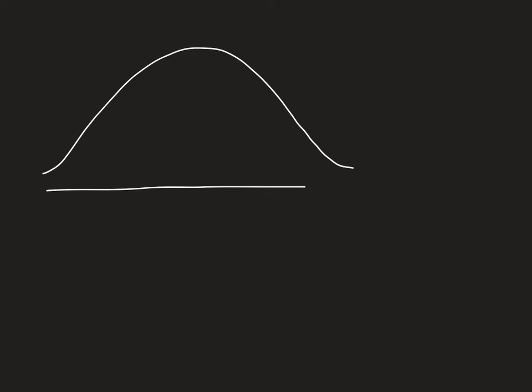rule, or the 68, 95, 99.7, looks like. So I'm going to draw my normal curve. And remember that your mean is in the middle. And so this is mu or x bar. And then we'll have our standard deviation. So 1, 2, 3, 1, 2, 3. So if I am 1 standard deviation below, then you can remember the rule says that within 1 standard deviation, that area is 68%.